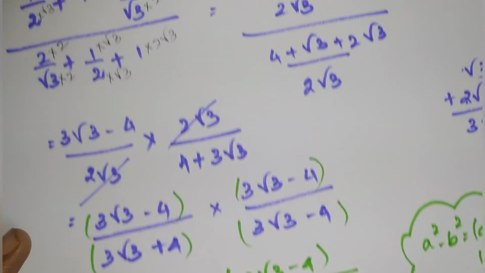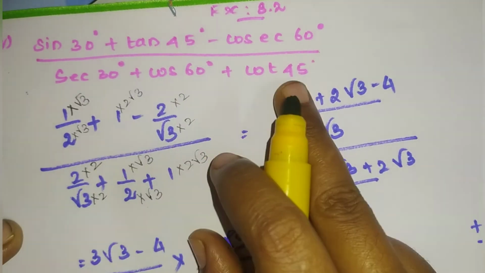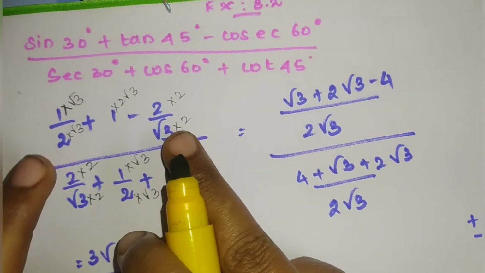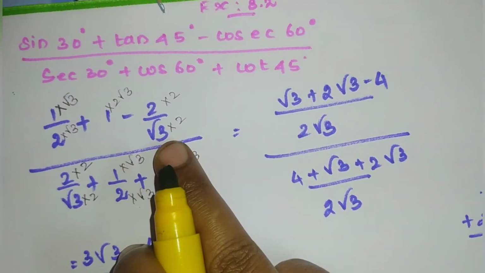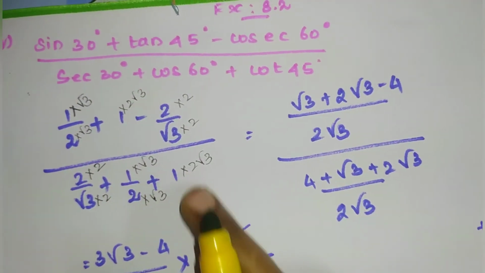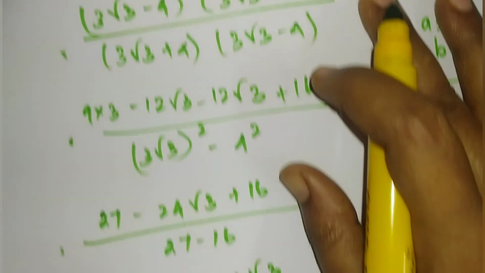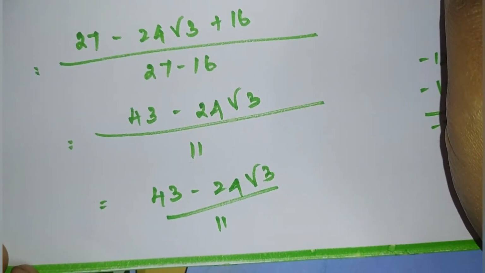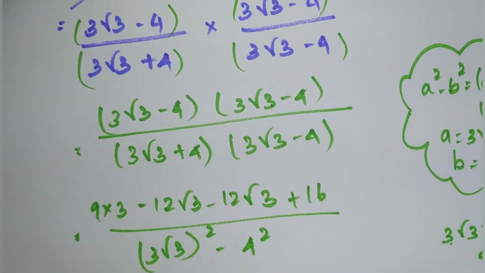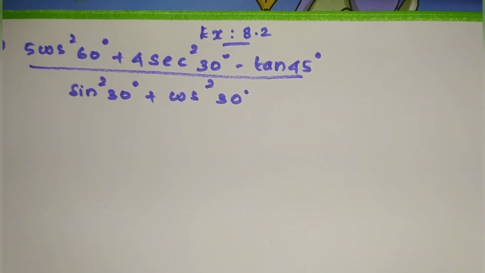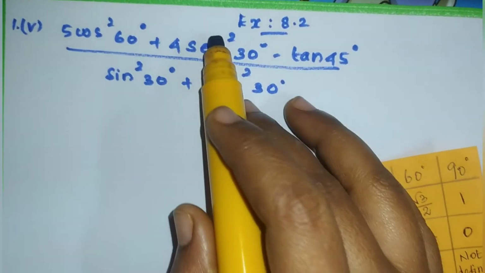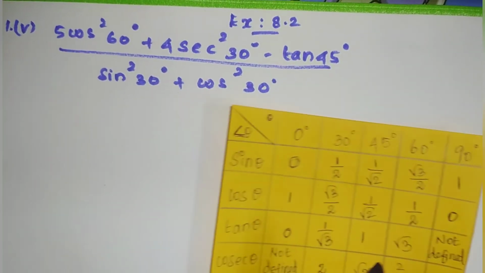Clear, all of you? First substitute the trigonometric values, and then if you have anything in the denominator, simply take LCM and simplify. Then simplify the numerator separately and the denominator separately, and then divide them. So the answer is 43 minus 24 root 3 divided by 11. Thank you. Next, the fifth subdivision problem in the first sum, exercise 8.2.